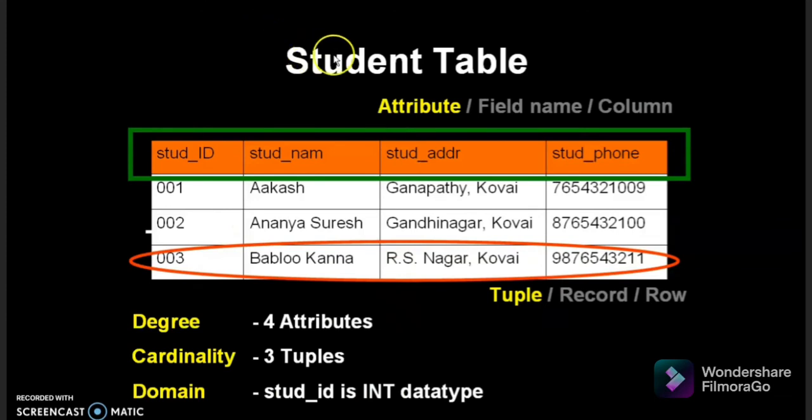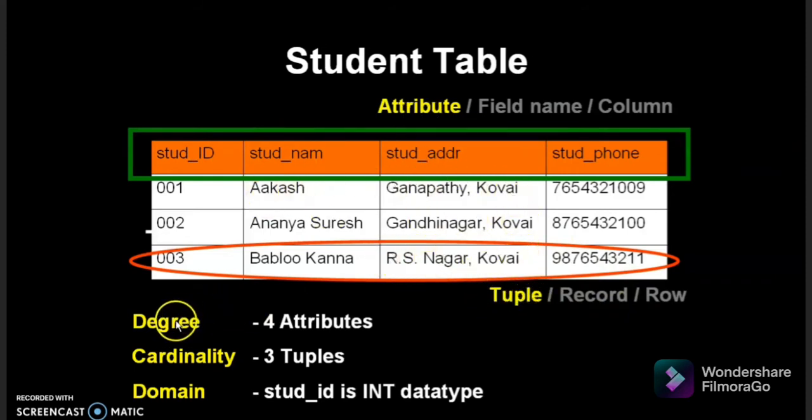Next we will see a student table. In this student table you can see it is a table with rows and columns. In the heading part you can see the column heading has student ID, student name, student address and student phone number. So this heading is called as attribute, or the other name is field name or the column name. And the values inside the table are called as tuple or record or row. So the heading of that particular table is called attribute. The records inside are called as tuple.